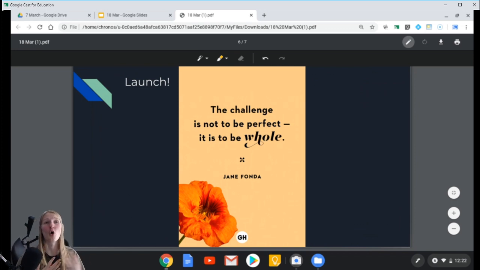Challenge is to be whole. Whole meaning healthy, physically, mentally, emotionally, for you to be the way that you want yourself to be, and to feel whole inside and outside. So don't feel bad if you're not perfect. None of us are. And strive to be whole inside and outside.